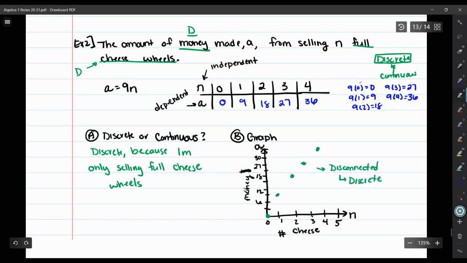So when you have a continuous situation, you connect the points. If you have a discrete situation, you keep the points separated.